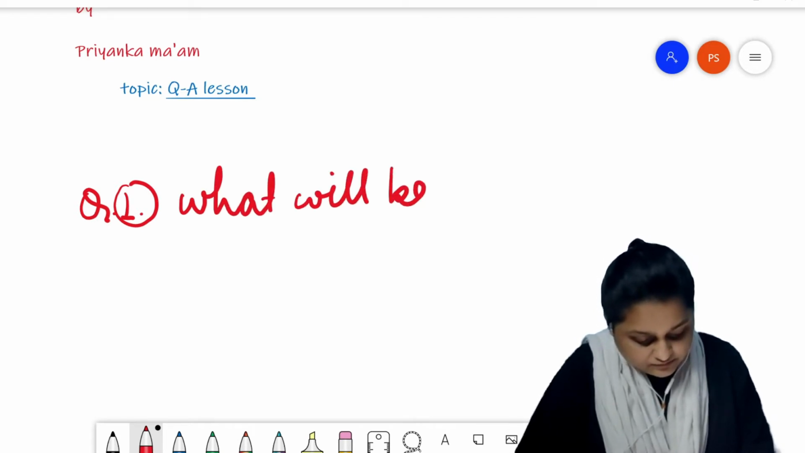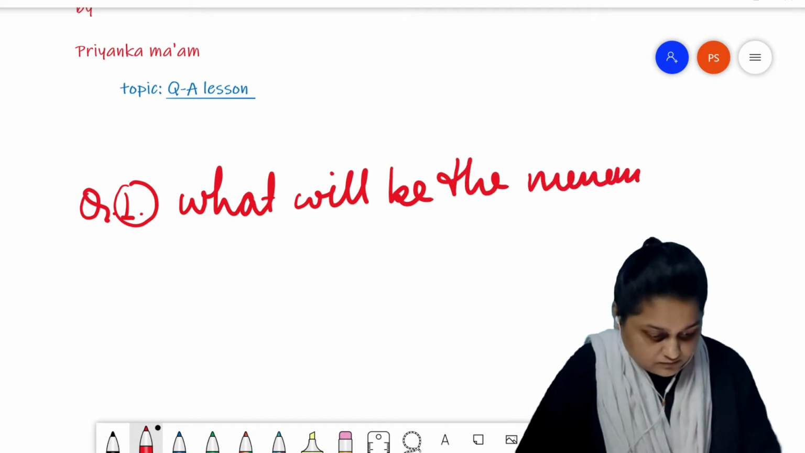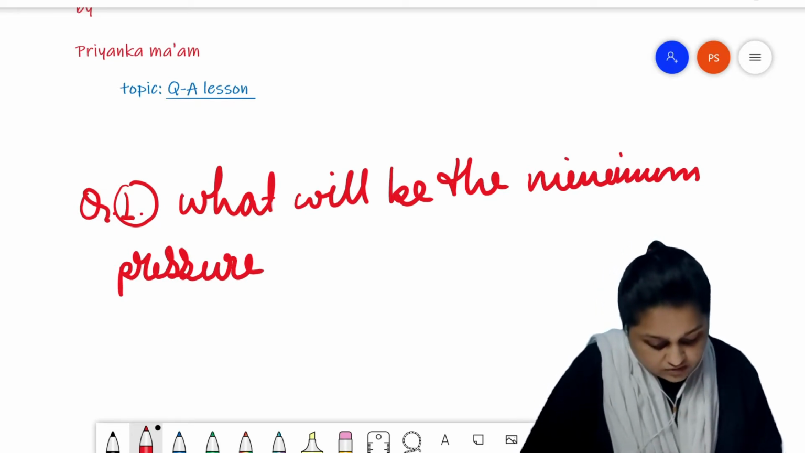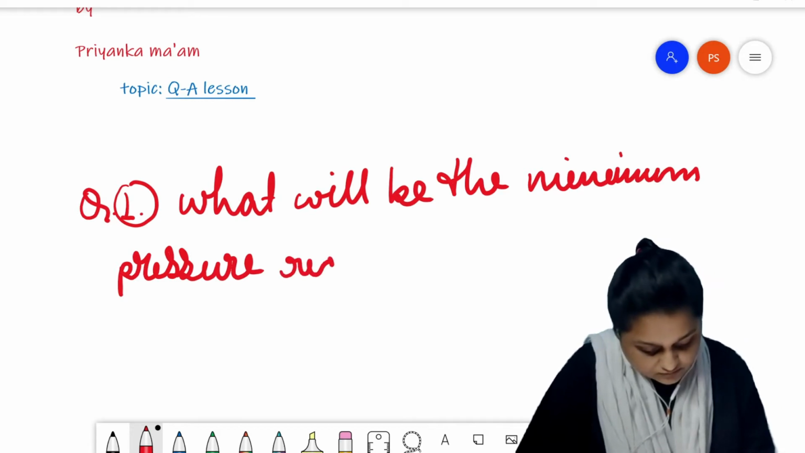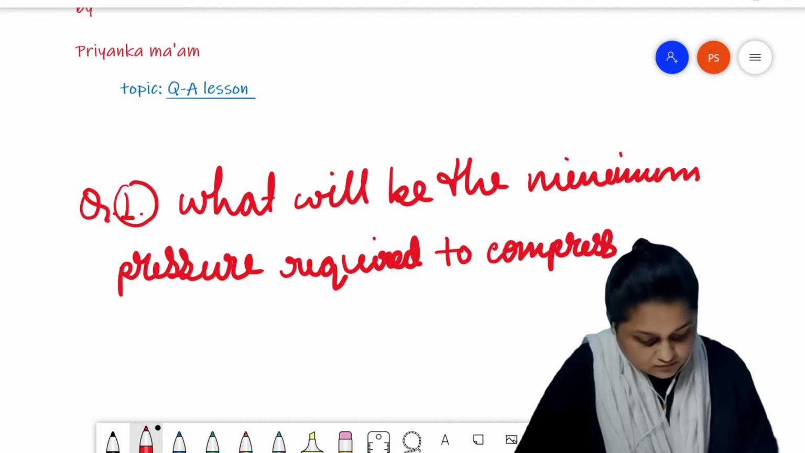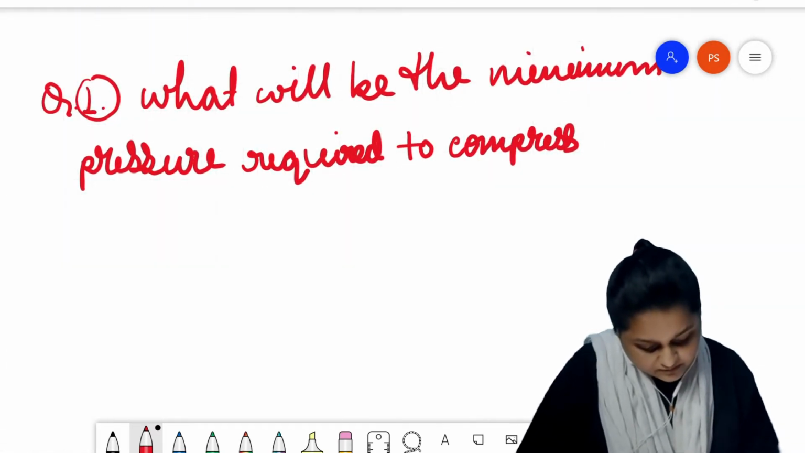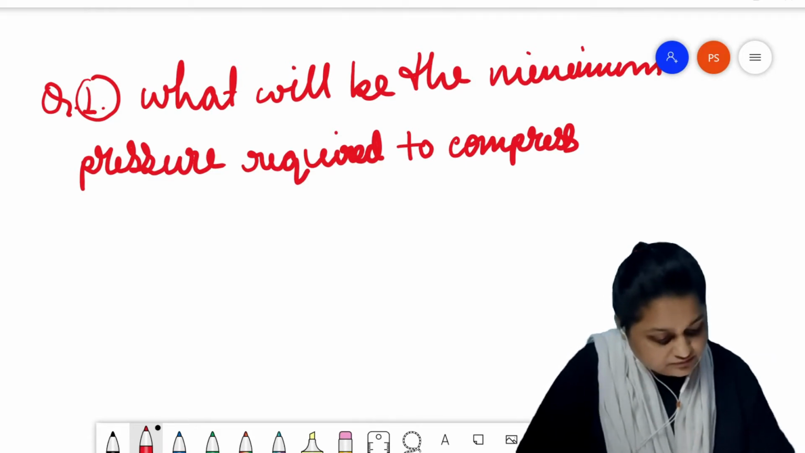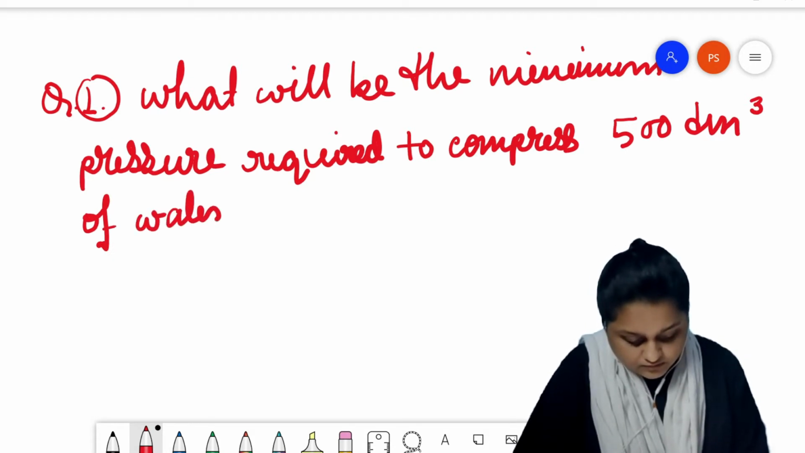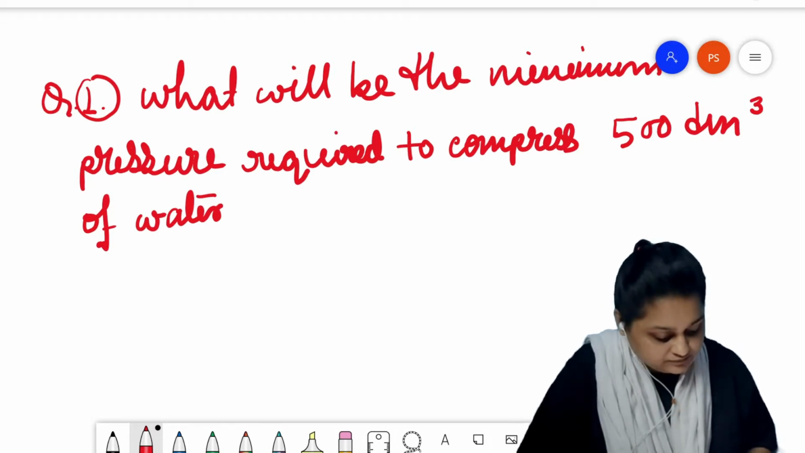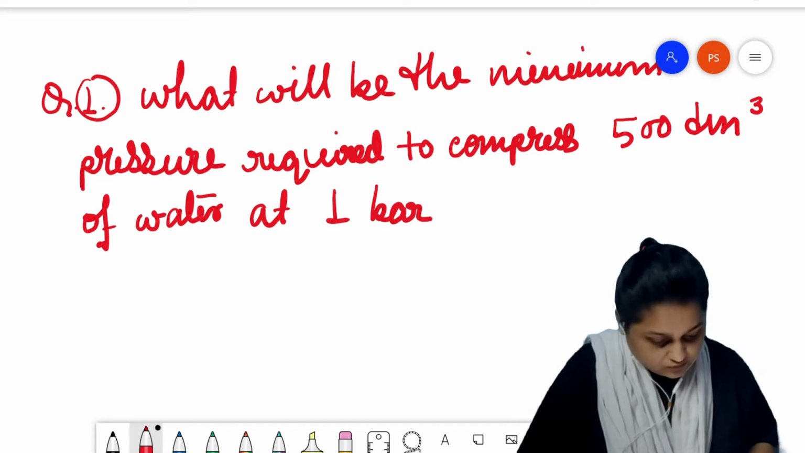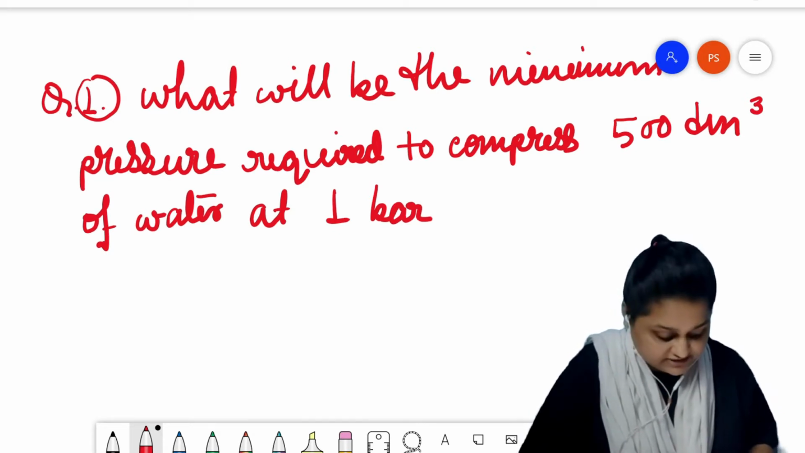What will be the minimum pressure required to compress 500 decimeter cube of water at 1 bar to 200 decimeter cube at 30 degrees Celsius temperature.